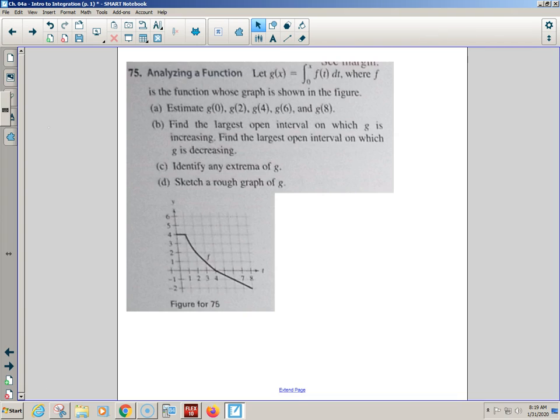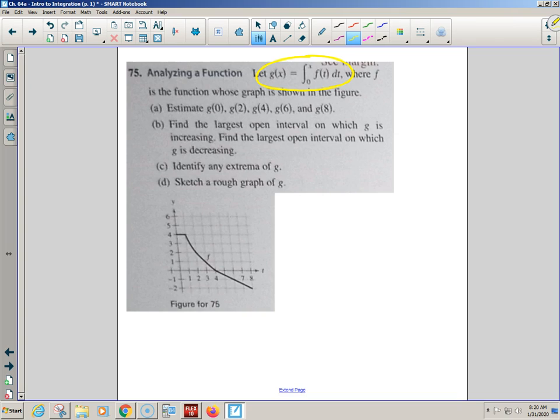All right. We have what is called an accumulator function, and if you guys are the highlighting AP problems type, this is one to highlight. They love giving you something that looks like this. They love giving you what's known as an accumulator function.